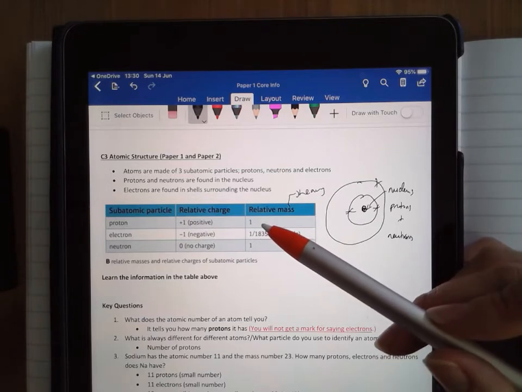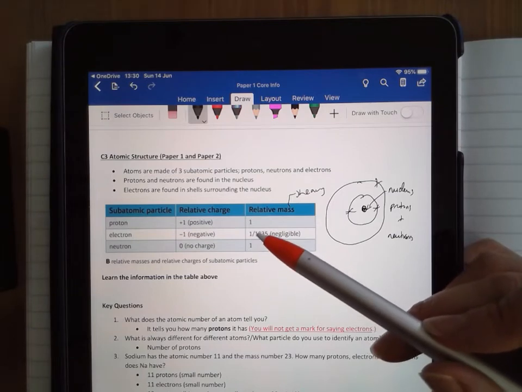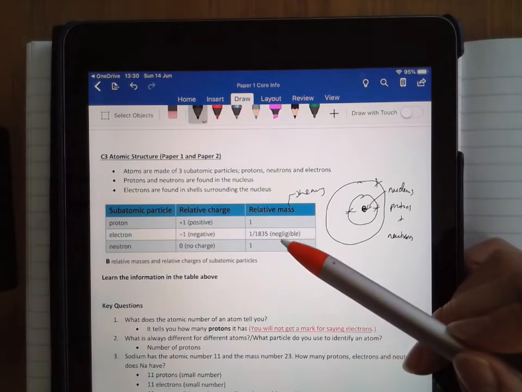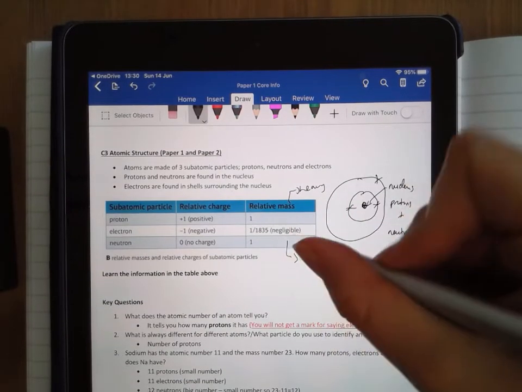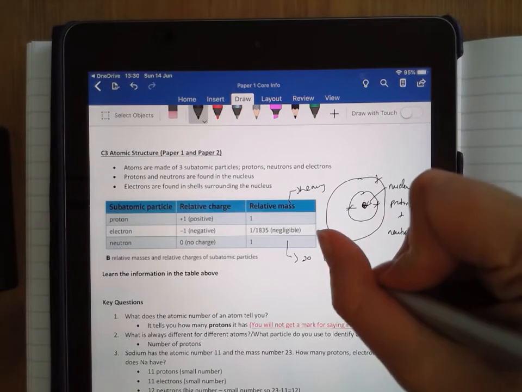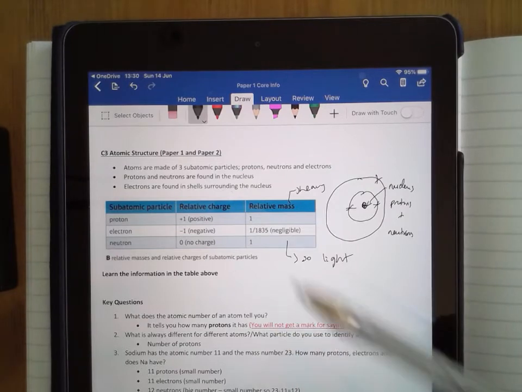1,835 times lighter than protons and neutrons. So you can learn that it has a mass of 1 over 1835, or you can learn that it's got a mass that is negligible. And by that word negligible, I just mean that the mass is so light that we don't even count the mass of the electrons. I need you to learn the information that is in this table, okay?